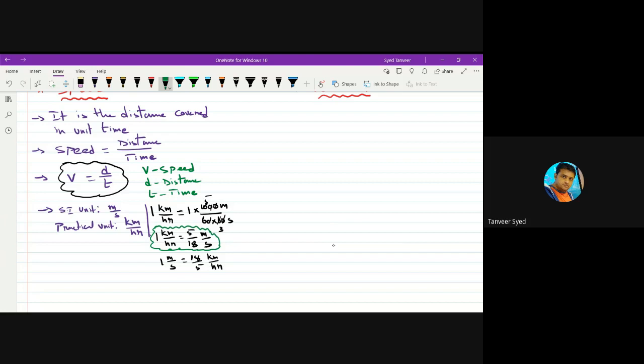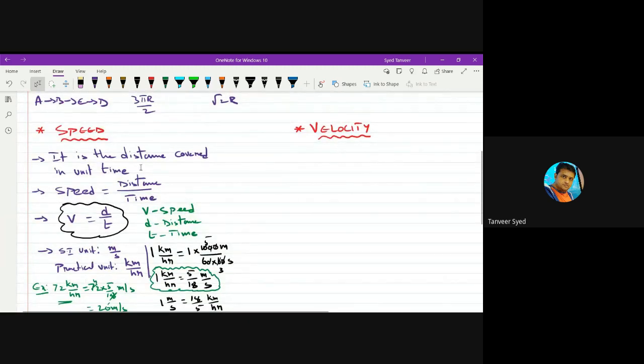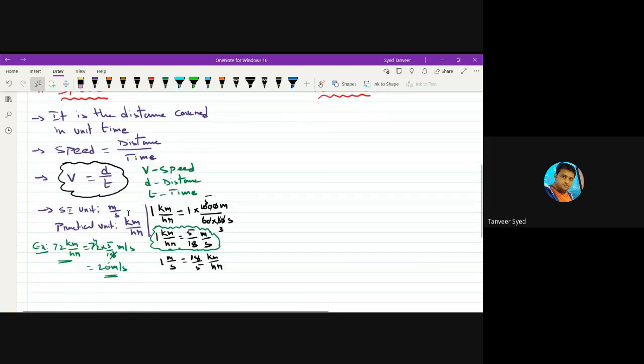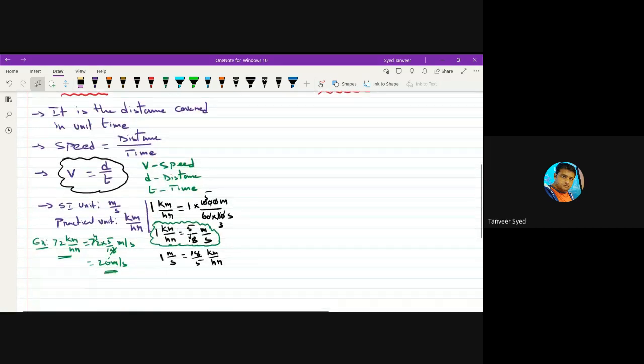For example, say 72 kilometer per hour speed is equal to 72 into 5 by 18 meter per second, which is 18 fours, 20 meters per second. So 72 kilometer per hour is 20 meter per second. Right, this is the unit. The definition of speed, formula for speed, unit for speed, conversion between SI unit and practical unit.